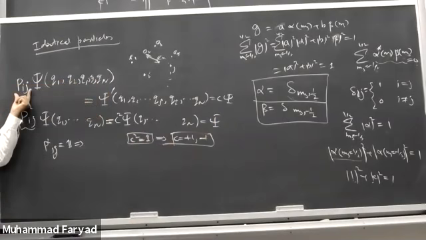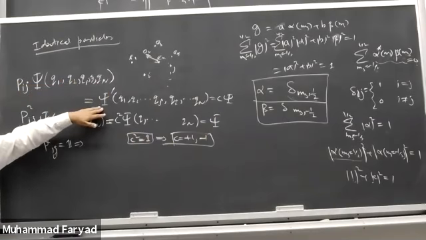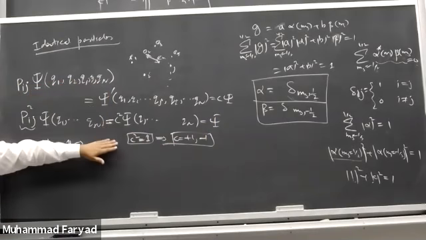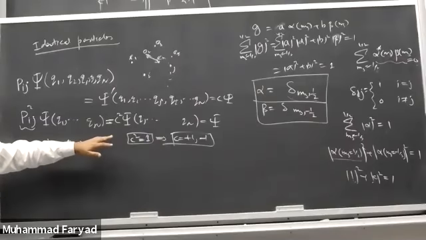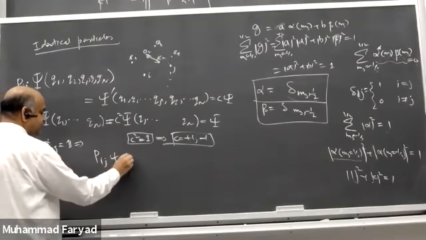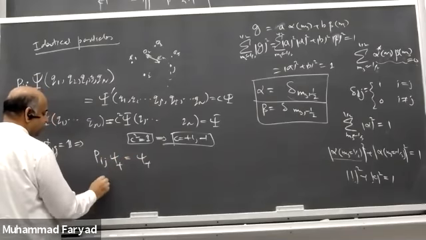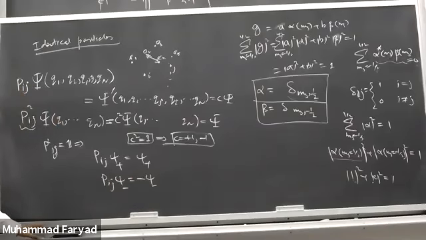So it means that our exchange operator, when it operates on psi, we should get the wave function back either with plus 1 or minus 1. So there are two possibilities for our wave function. Since there are two eigenvalues when we apply Pij, there are two eigenfunctions. Let's call one eigenfunction psi plus, which gives psi plus back. And let's call the other eigenfunction psi minus, which gives us minus psi minus.